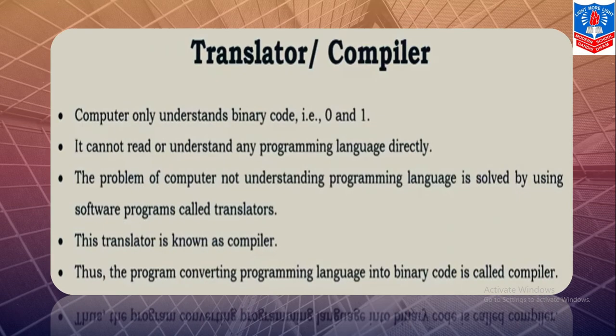Once again, we will see translator and compiler very briefly. A computer only understands binary code, that is 0 and 1. It cannot read or understand any programming language directly. This problem is solved by using software programs called translators or compilers. The translators are also known as compilers. Thus, the program converting a programming language into binary code is called what? Compiler.